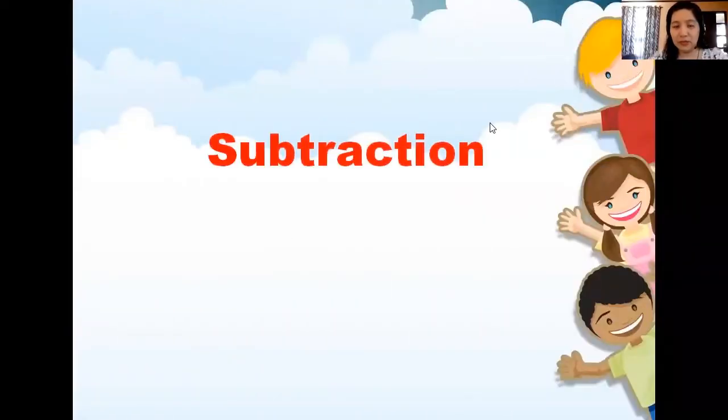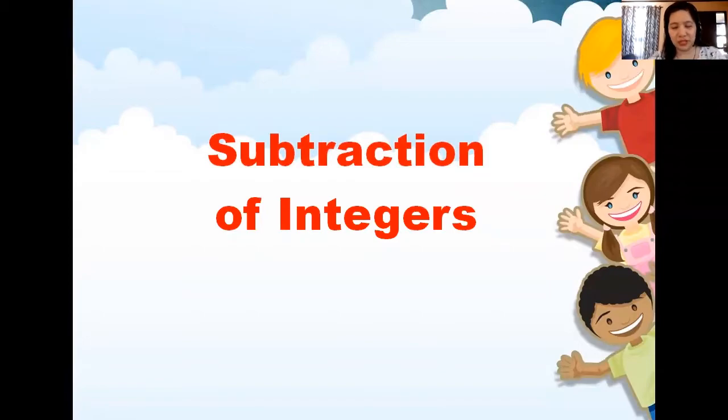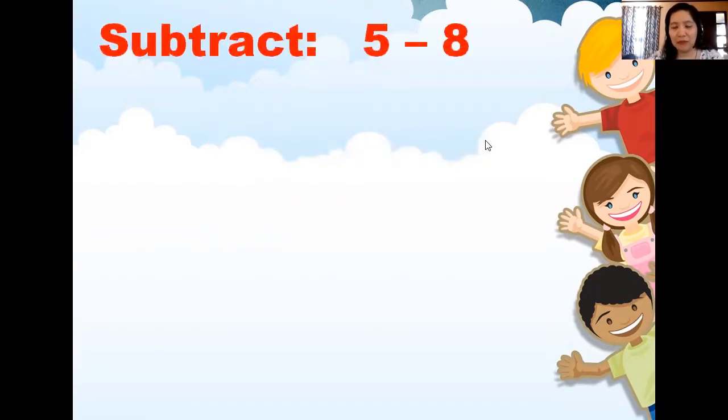Let us now have subtraction of integers. How do we subtract whole numbers? Simply deduct, right? 8 minus 5 is equal to 3. Notice that the number that subtracts is smaller than the one being subtracted from. However, if we have 5 minus 8, notice that your minuend 5 is smaller than your subtrahend 8.